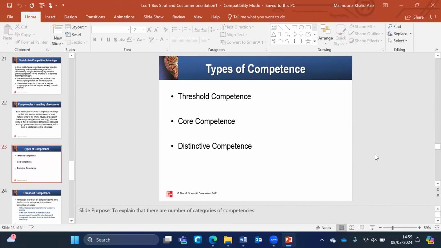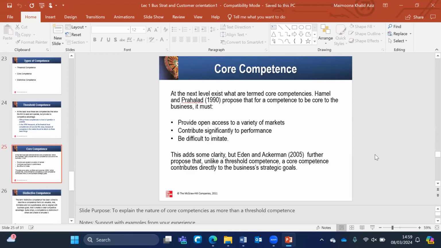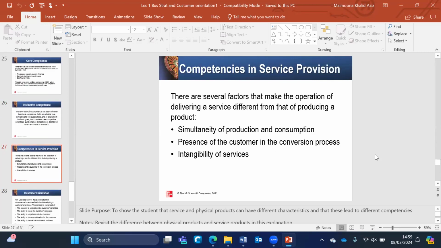There's different types of competence. That means some things you're good at. There's a threshold competence, a core competence, and a distinctive competence. Threshold competence is you doing something at the very basic level. The core competence is that you are good at what you do. And distinctive competence means that no one else is able to do it the same way as you. So that makes it a competitive advantage for your business.